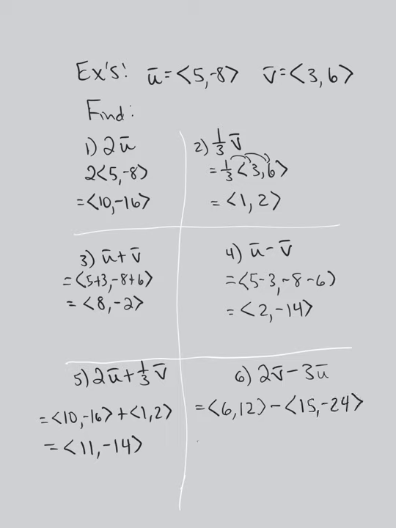Be a little bit careful with that subtraction. I have 6 minus 15, and then I have 12 minus -24. Those two negatives are going to create a plus, which is what I was telling you to be careful about. It's so easy to make that silly mistake there. So what do we get here? -9, comma, +36.